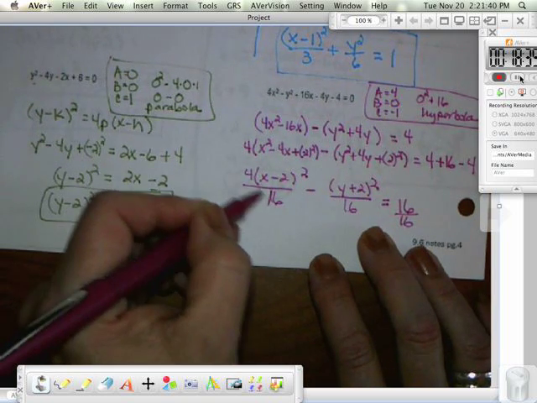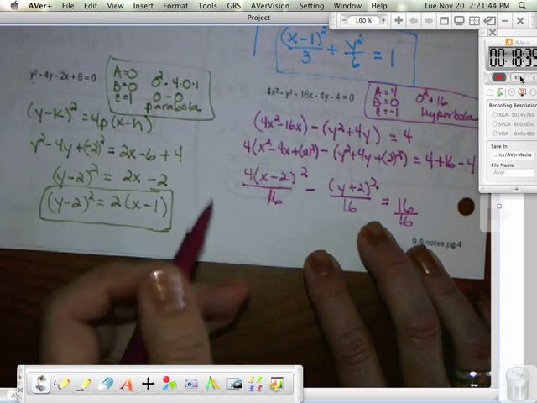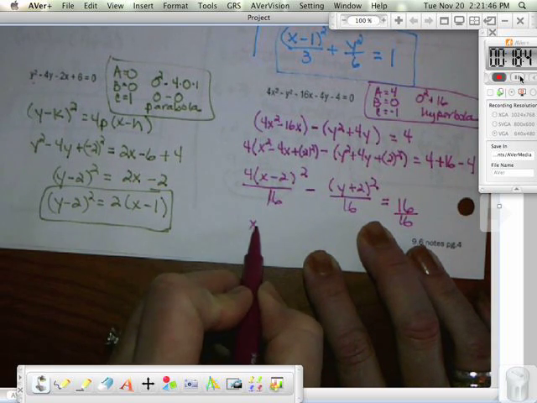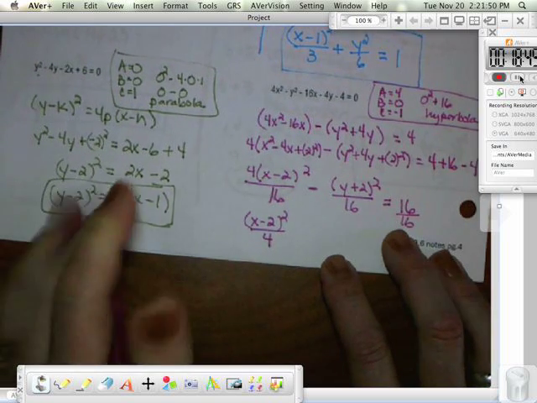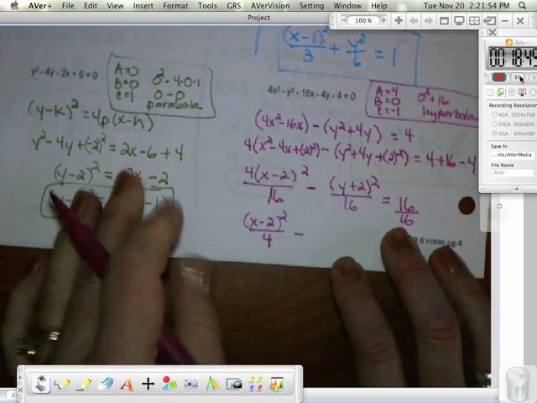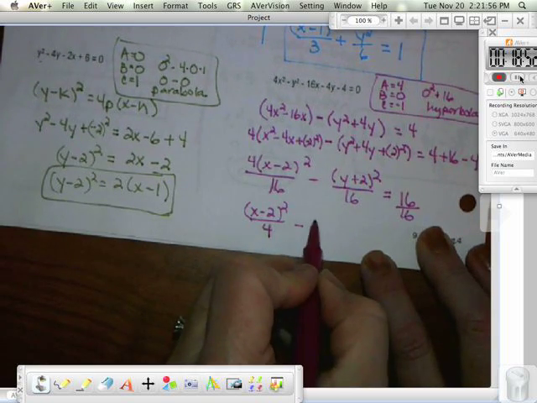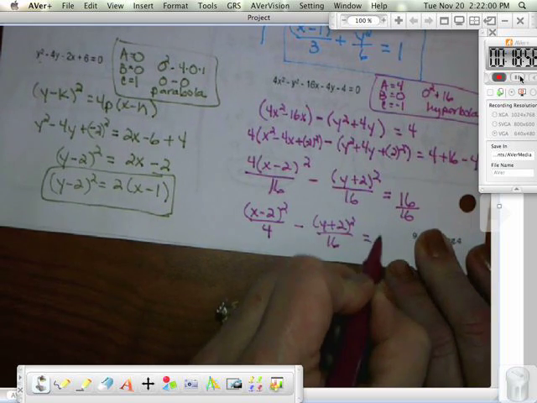This fraction right here, 4/16, can be reduced. So it's going to be 1 over 4. So actually in the numerator I'll have x minus 2 squared over 4, that 4/16 reduced to 1 over 4, minus, this just stays the same, can't reduce anything there, equals 1. And there we go.